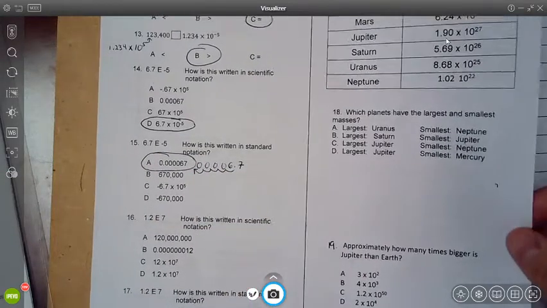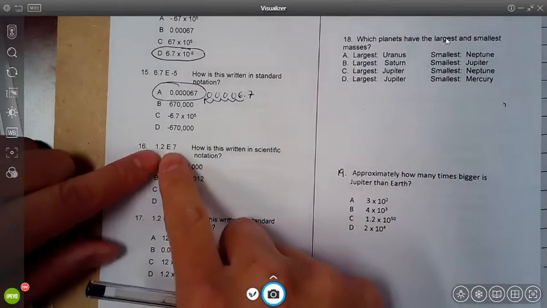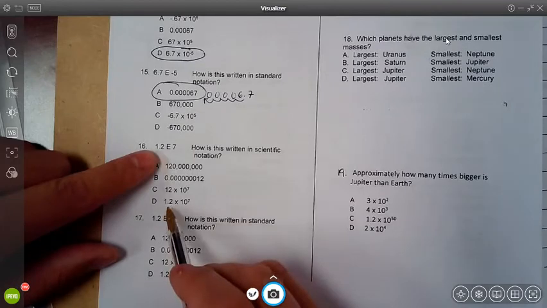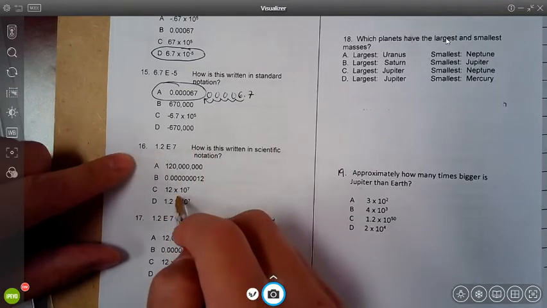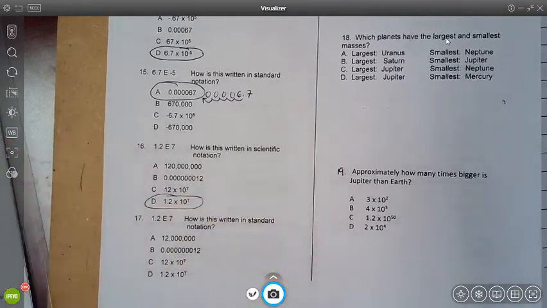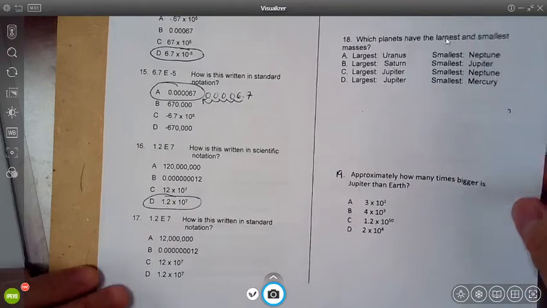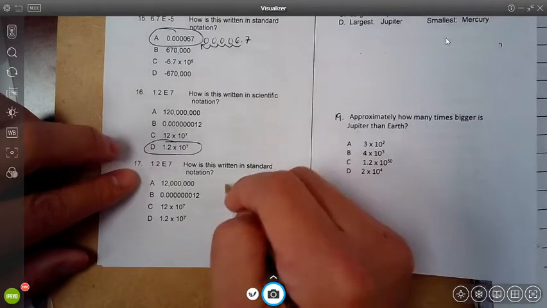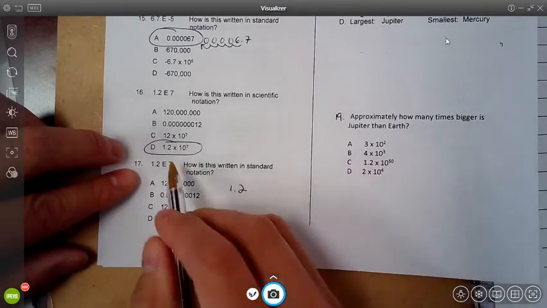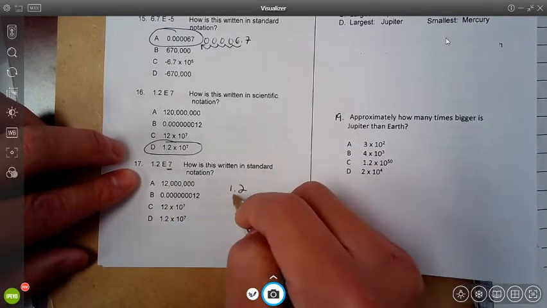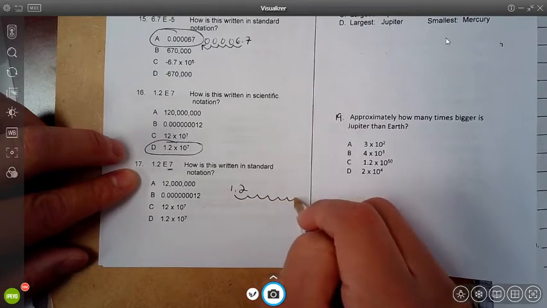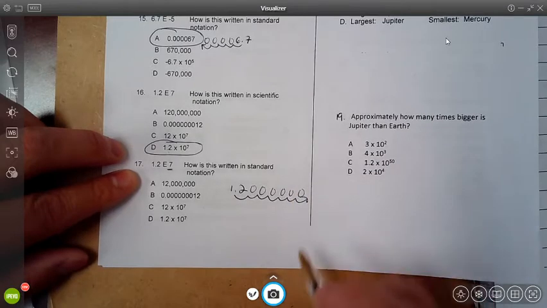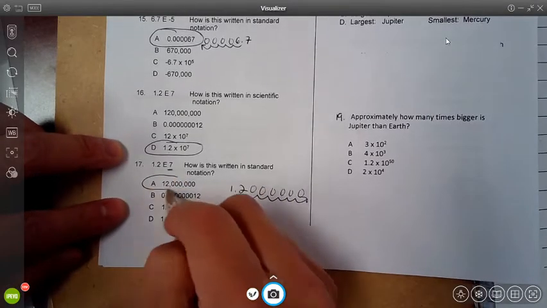Number 16, how is 1.2 E7 written in scientific notation? I need the 1.2 and I need the exponent of 7. It would be option D. Number 17, how is 1.2 E7 written in standard notation? Well, 1.2, I move it to the right 7 spaces: 1, 2, 3, 4, 5, 6, 7. So I need 6 zeros. So that's option A.